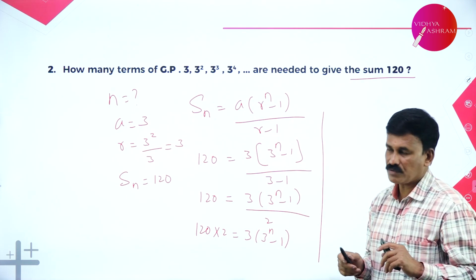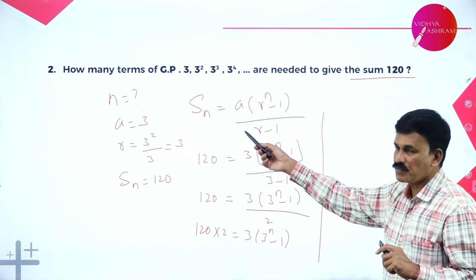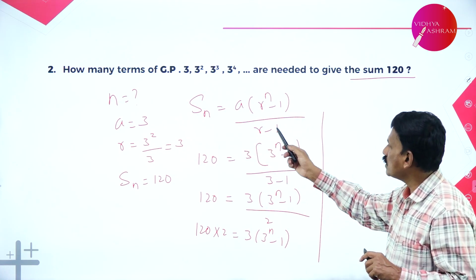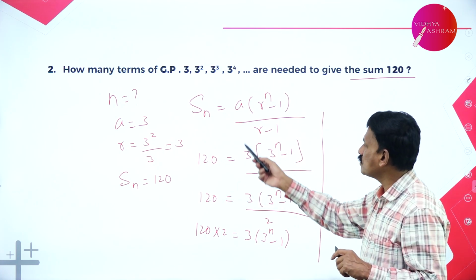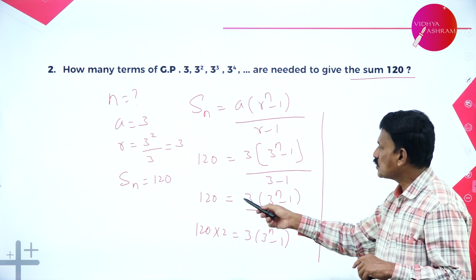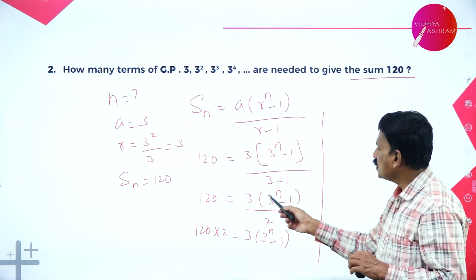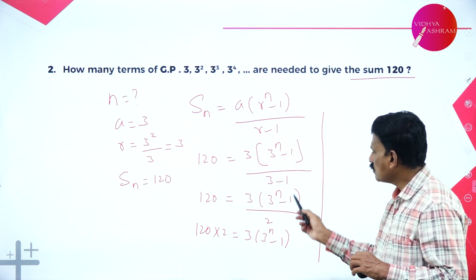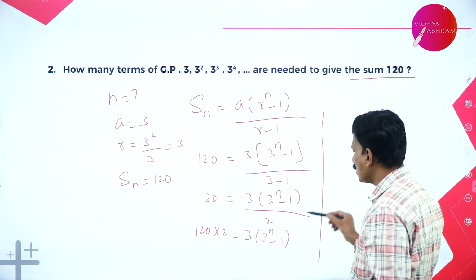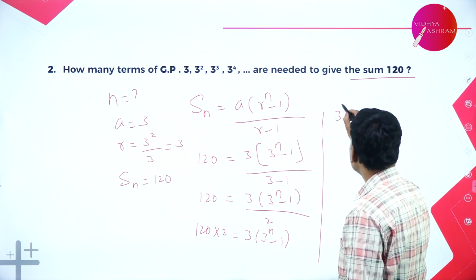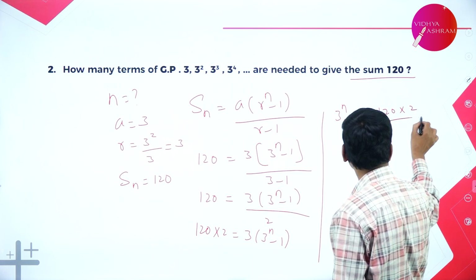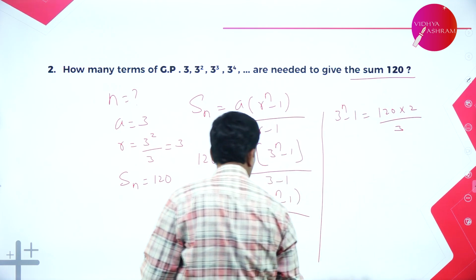Since r is greater than 1, the formula we are going to use is Sn is equal to a into r to the power of n minus 1 by r minus 1. So 120 is equal to 3 into 3 to the power of n minus 1 divided by 3 minus 1, which is 2. Cross multiply. 120 into 2 is equal to 3 into 3 raised to n minus 1. So 3 to the power of n minus 1 can be written as 120 into 2 divided by 3. Bring this to the denominator.